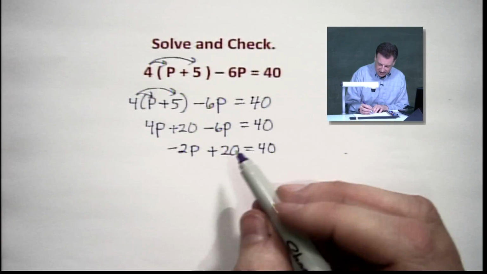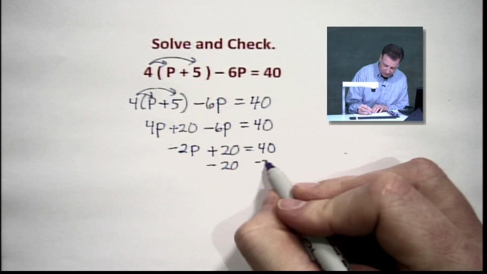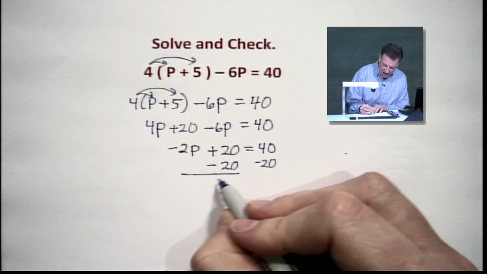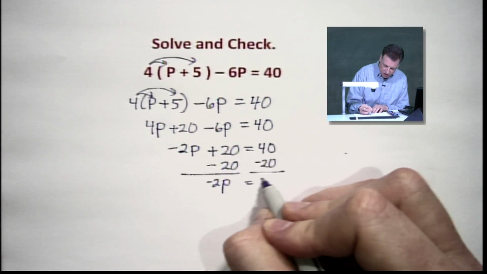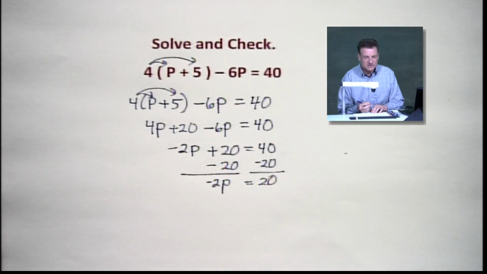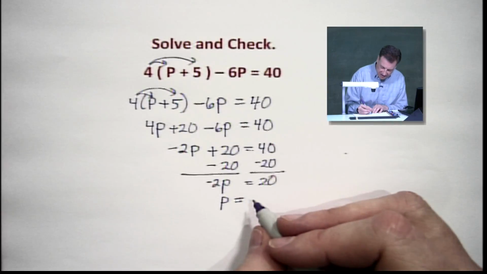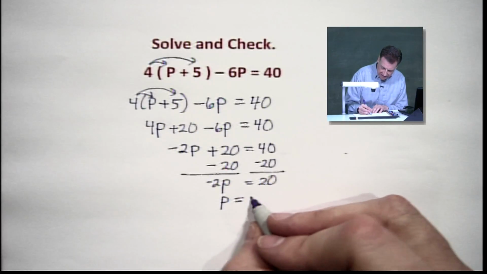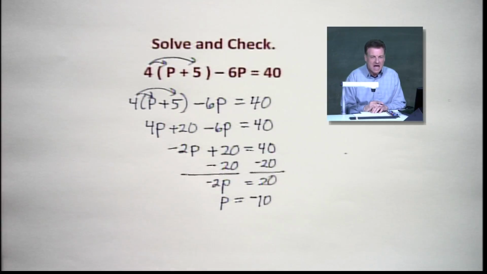Now, let's take a look at this 20. It needs to move over. We're going to subtract 20 both sides. And you've got a negative 2p over here on this side, you've got a 20. And I like that because those divide so nicely. According to this, it looks like p is going to give us negative 10. Negative 10, all right?